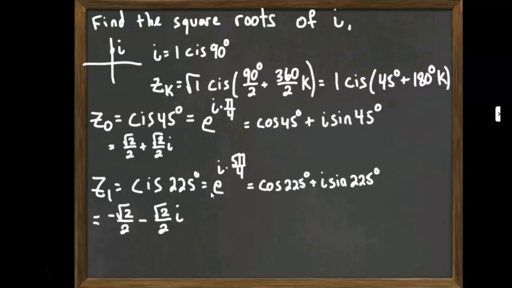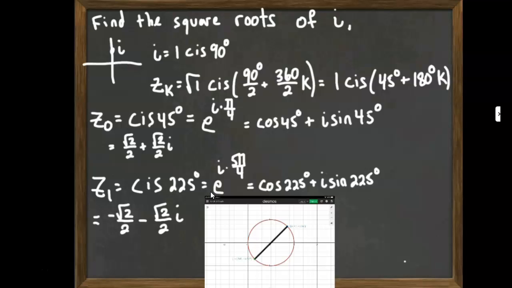And the last thing I wanted to show you here was the graph. I've made this kind of small, but you can see it here at the bottom of the screen. There's your first complex number, square root of 2 over 2 plus square root of 2 over 2 i right here. And there's the negative one. You can see, of course, being square roots, they're separated by 180 degrees. They're on opposing sides of the circle.